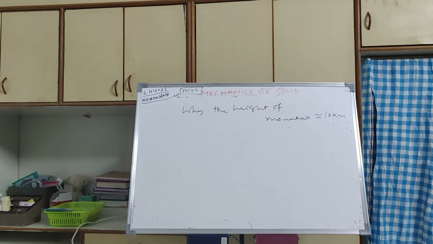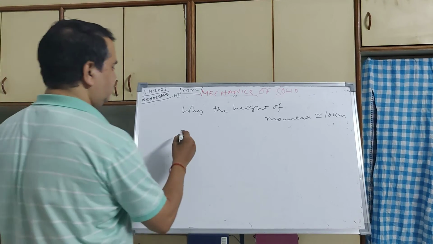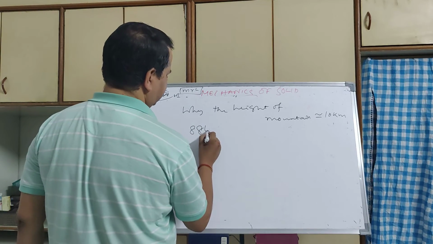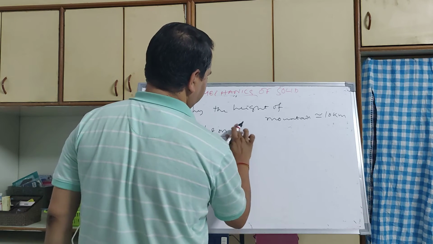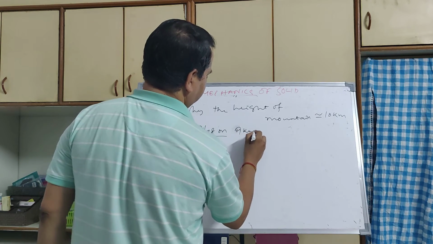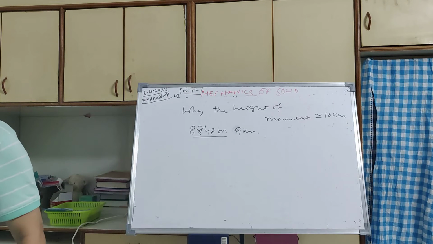Why is it so? You know Mount Everest. What is the height of Mount Everest? I think 8,848 meters or so, nearly 8 to 9 kilometers. So something nearly 10 kilometers. Why is it so? That is the question.